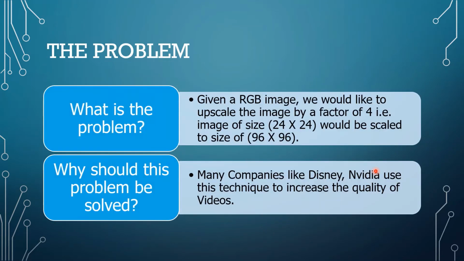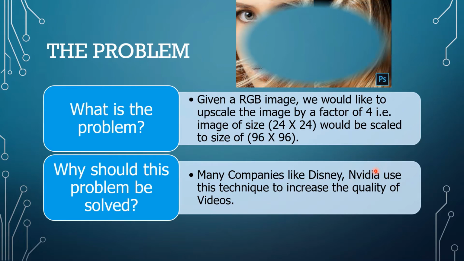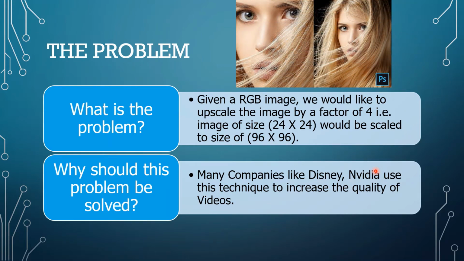Let's say we are given an image of some size. We want to upsample it 4 times in height and 4 times in width, thus making the number of pixels 16 times that of the original image. Why is this important? Upsampling is used by various companies to increase the quality of videos and images. Notably, it includes Disney, which uses it in its animation videos, and Nvidia uses it to improve the gaming experience.